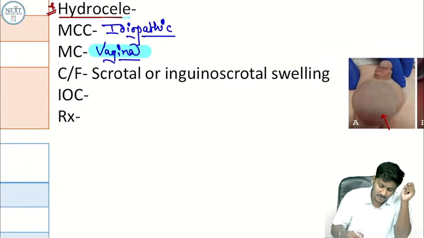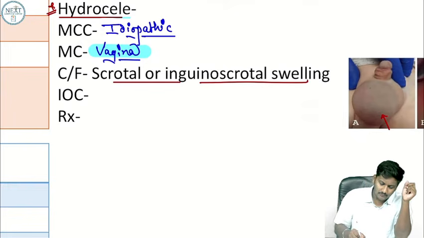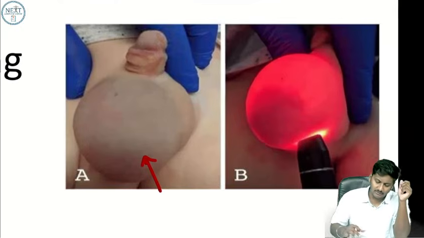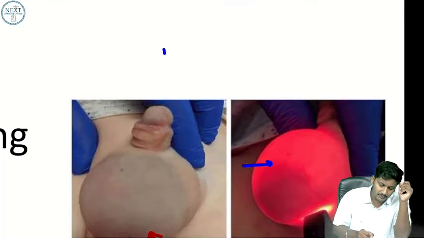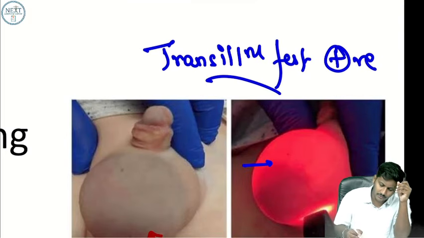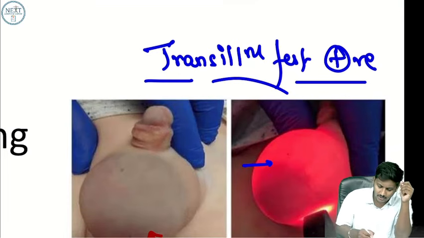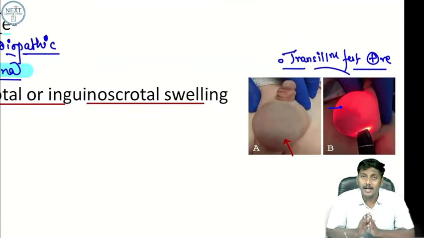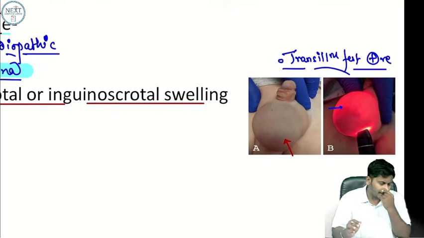So here, as the patient has come to us with a complaint of either a scrotal swelling or an inguinoscrotal swelling, we palpate the swelling, and after that we flash a torchlight in the swelling. When you can see, beta, we have flashed a torchlight and the whole swelling brilliantly glows with light, this is called transillumination test positive. So we know that hydrocele is one of those 4 swellings in the body where the transillumination test is brilliantly positive: hydrocele, ranula, cystic hygroma, and meningocele.